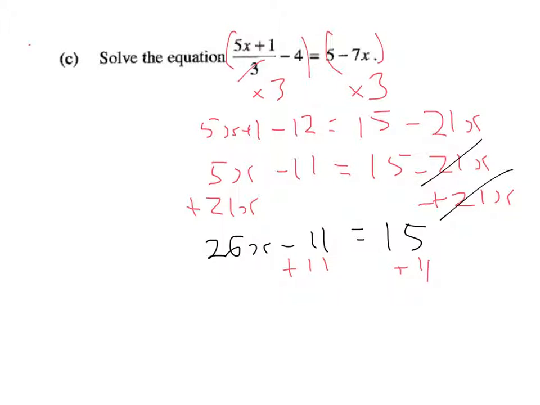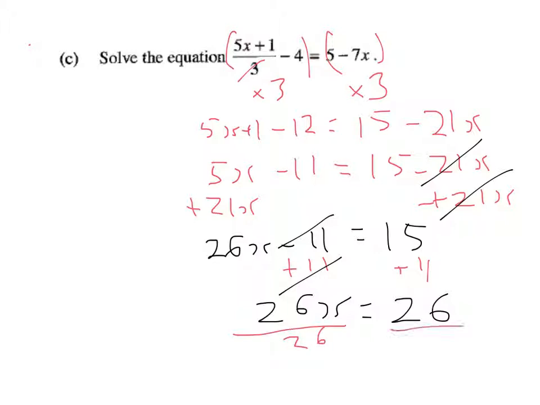Okay, almost there, almost there. 11 cancels out with plus 11. I have 26x on its own. Very good, we're getting very close. 15 plus 11 gives me, oh, it's 26. Okay, guys, this is the point at which some people need to make sure about this final step. 26x is equal to 26. The undoing of a 26 next to x is dividing by 26. If you divide by 26 both sides, you will find that x is equal to 1.